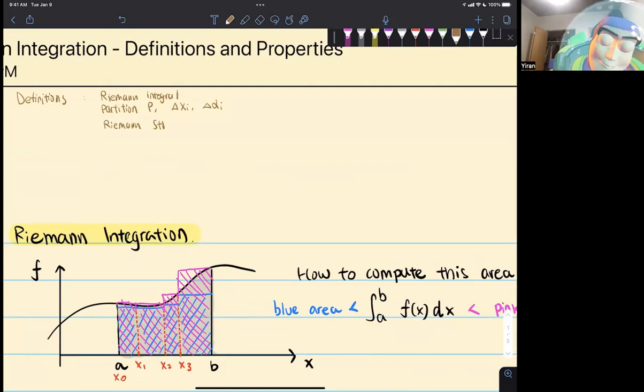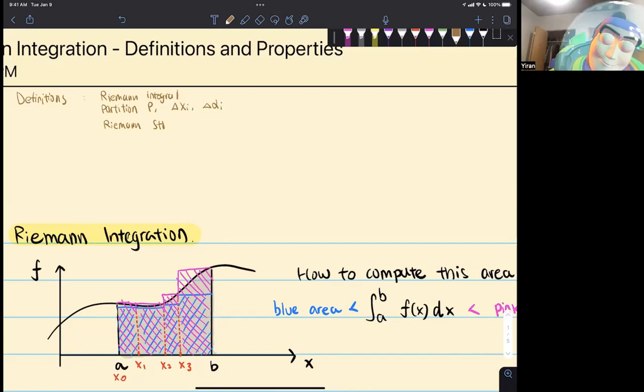What else do we have? We have Riemann integrable. And we have some propositions, right? So the first one is L(P, f, alpha) is going to be smaller than L(P*, f, alpha), and U(P, f, alpha) is going to be larger than U(P*, f, alpha), where P* is the refinement of P.